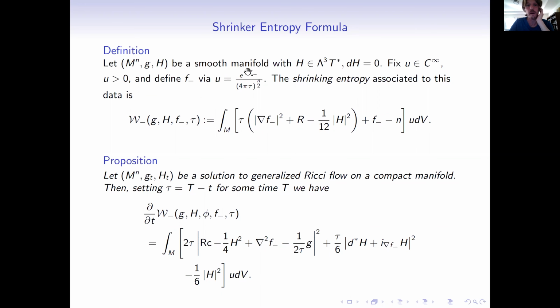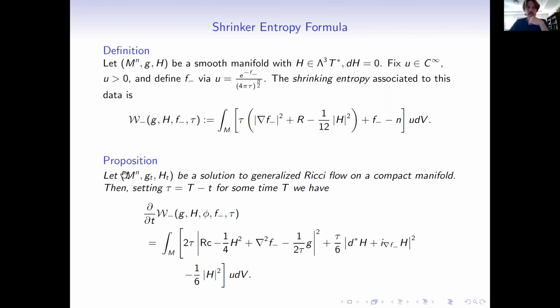And we define F minus very similar to the way we defined it before for the expander entropy. So U is e to the minus F minus over 4 pi tau to the n over 2. And then we define this shrinker entropy, which again looks really similar to the expander entropy. It's just that the signs on this F minus and the n term have changed.